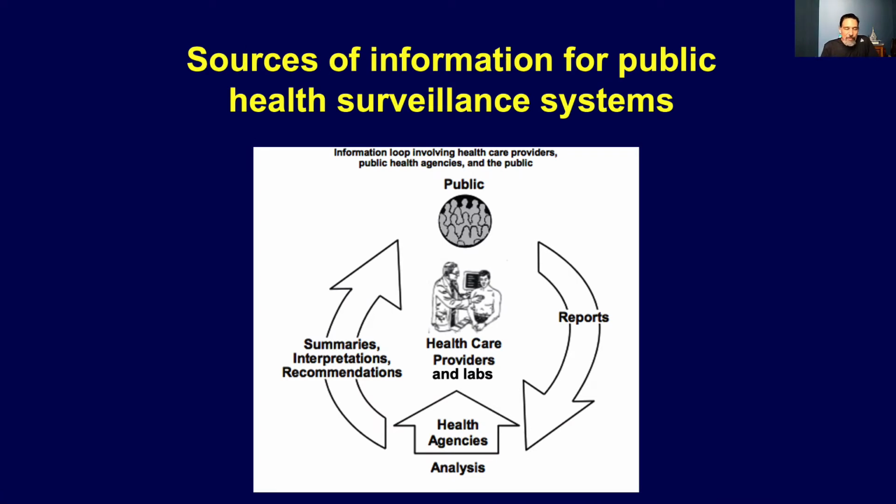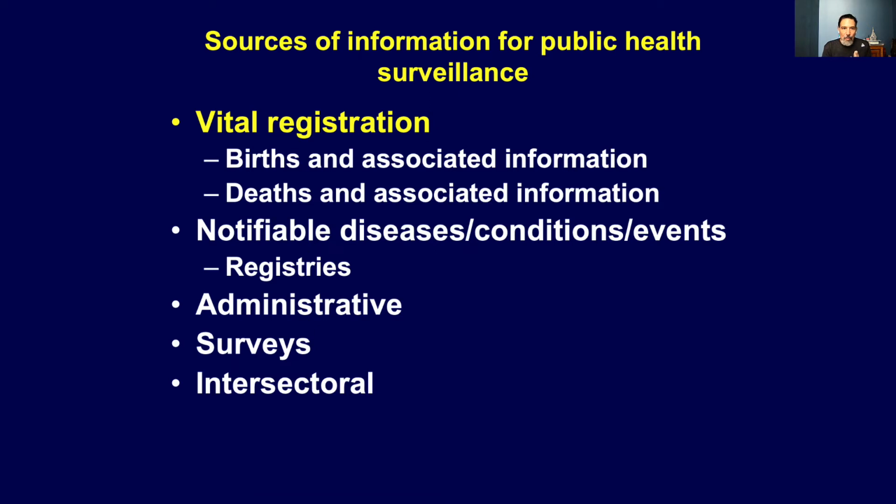So those are some attributes of surveillance systems. And next I want to transition to talk a little bit about some of the sources of information for public health surveillance systems. We talked about providers and labs and notifiable diseases and condition reporting, but the sources of information can be much broader than that. And so we've already talked about a few of these at different points in the course, and you can get a sense of the broad nature of different sources of data, right?